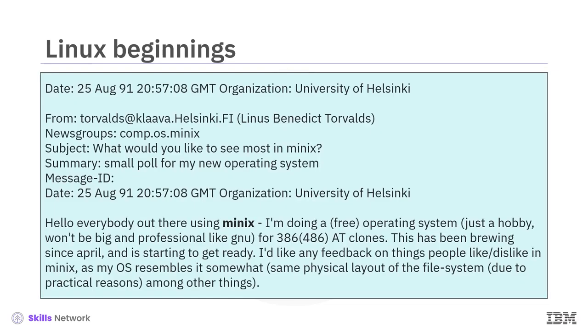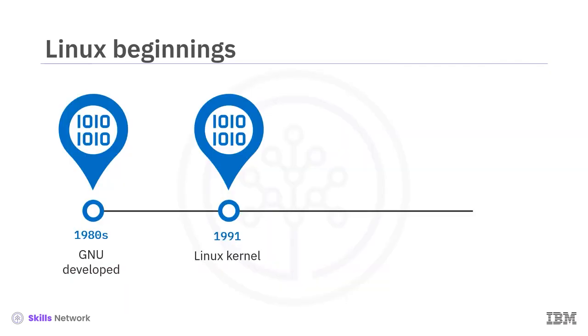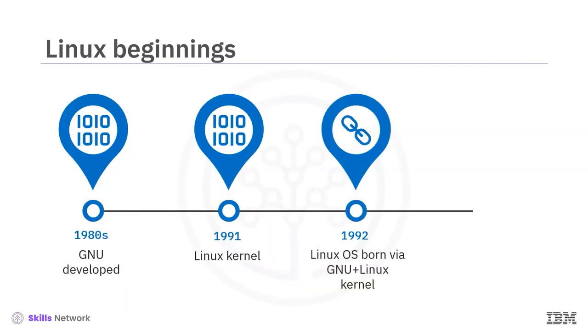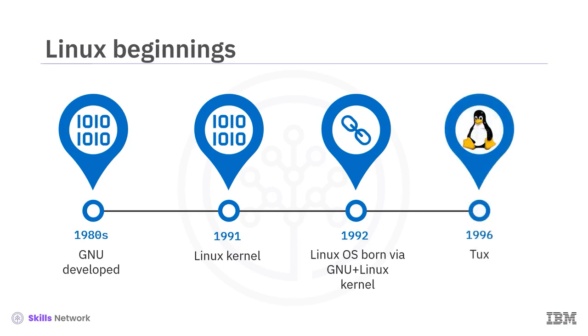Here is Linus Torvalds' famous post, where he shared his progress making his own open source Unix-like kernel. He references Minix, which was another Unix-like kernel at the time. Soon after, in 1992, the potential of unifying GNU and the Linux kernel was realized as popular Linux operating systems began to appear. And in 1996, a computer scientist named Larry Ewing created Tux the Penguin, which was later adopted by Linus Torvalds as the official Linux mascot.